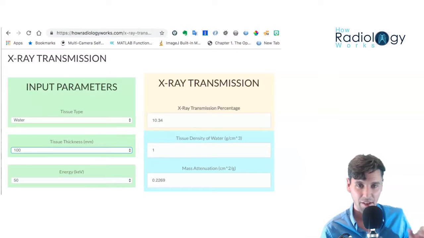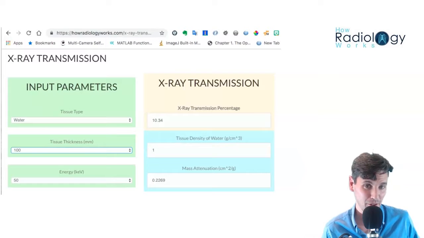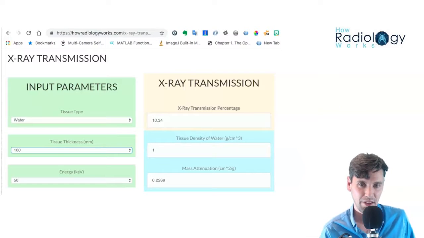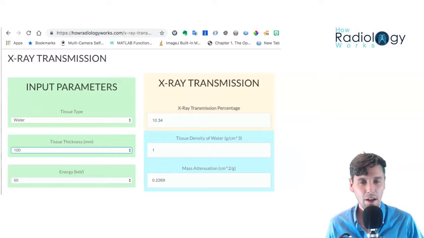So that would be a very skinny person or a small child, right? 10 centimeters is very small in terms of the size of a water equivalent individual. So most individuals are going to be significantly larger than this, but this just gives us a first order. Let's start thinking about how much attenuation there is going to be as the X-rays are passing through water. So 90% of those X-rays are going to be stopped and 10% are going to make it through.